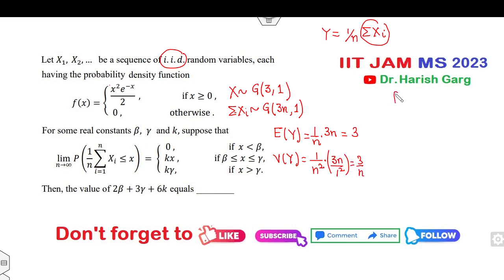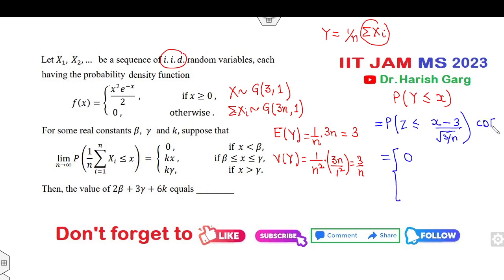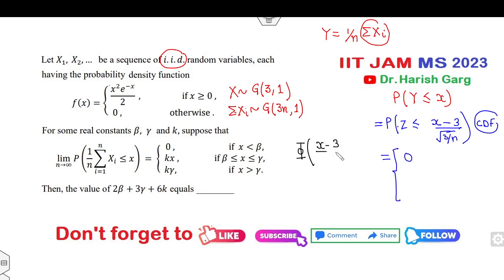So I can write this given expression Y in terms of the Z. So this is my Z, less than or equal to (x minus mean) divided by root 3 over n. Fine. So I can say this is my CDF. Once it is a CDF, you can see this is the expression of the CDF. I can write this expression as nothing but phi of (x minus 3) divided by 3 over root n.